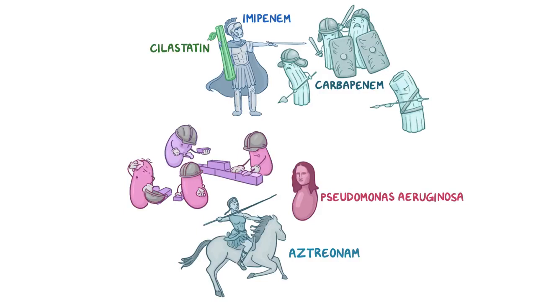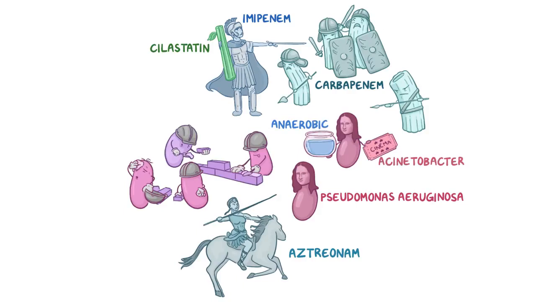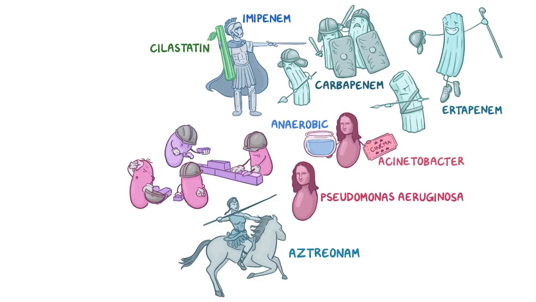One of their main targets is the other Mona Lisa lookalike, and she's holding a fishbowl to represent anaerobic bacteria, and a large cinema ticket for Acinetobacter. But it's highly unlikely that she'll make it to the movies this day. Now, one of the pasta soldiers is shamefully tap dancing away from the Mona Lisa. He represents ertapenem, the only carbapenem with no effect against Pseudomonas.